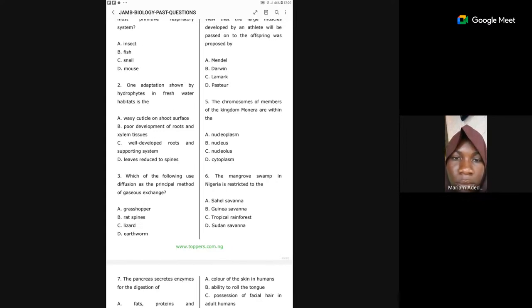For those of us who have seen aquatic plants before, if you try to pluck them, it's really very easy to pluck because their roots are not really firm to the ground. So you can easily pluck them off the water body. So in that case, they have poor development of roots and xylem tissues because they live in water.